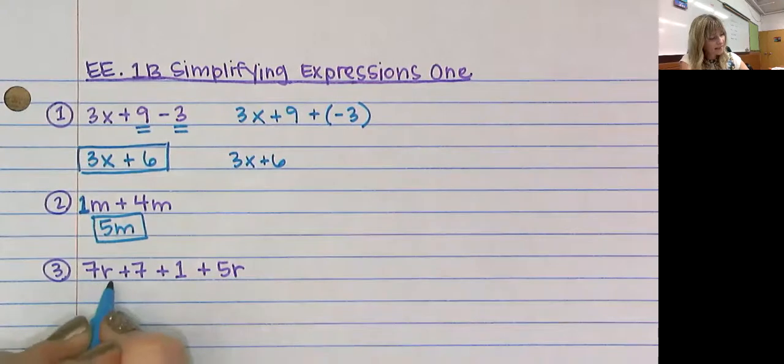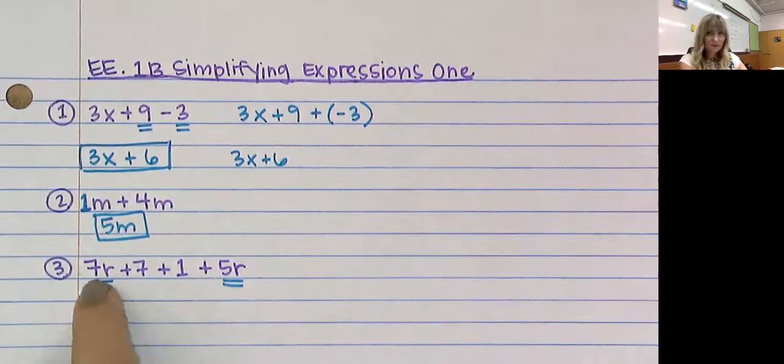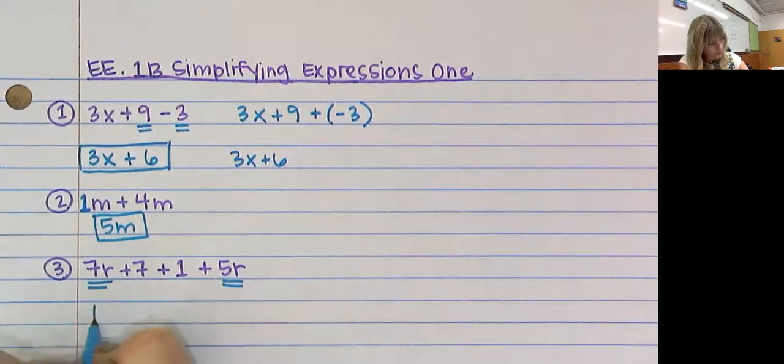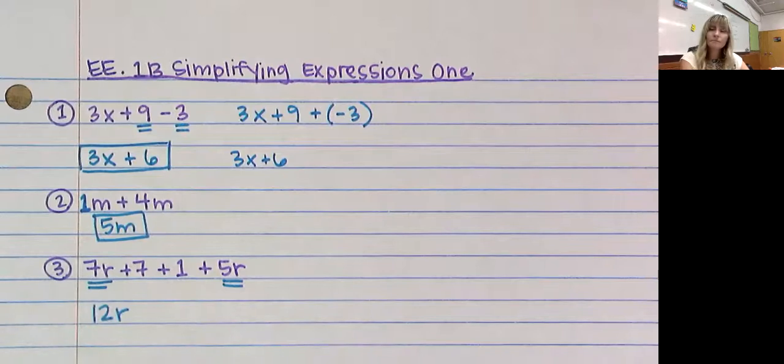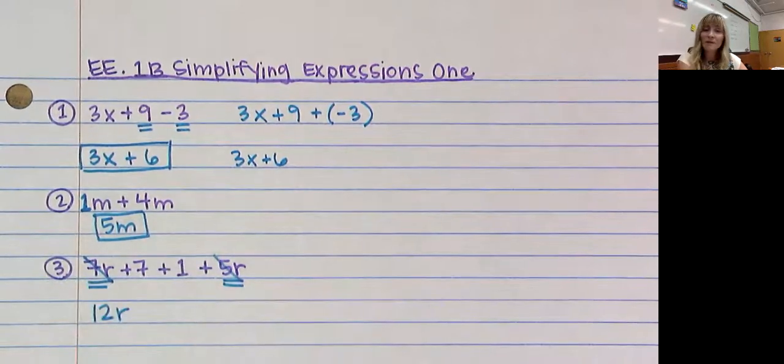The next thing I see is that I have like terms there. Positive 7r and positive 5r. So I'm going to combine those and make them 12r. Here's another thing I like to do to keep track of my expressions in the work that I've done: I sometimes will cross them off after I've combined them. And that also helps me notice, ooh, did I miss an R? Did I get them all? But that helps me know I took care of those terms.